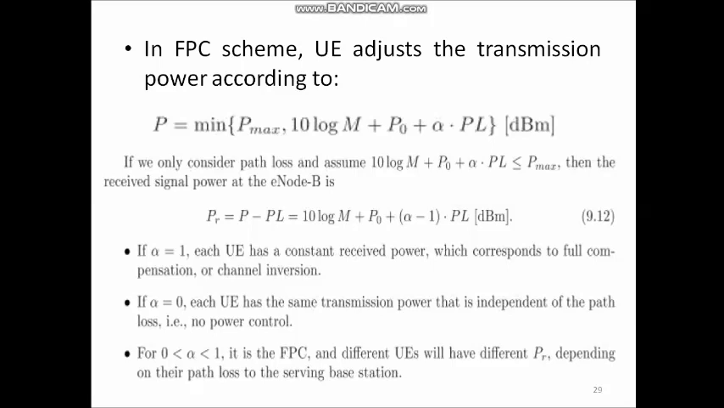That means we can see that reducing the value of alpha decreases the transmission power of the cell edge user equipments. Cell edge user equipments cause a high level of interference to neighboring cells. Therefore, by adjusting the path loss compensation factor alpha, we can reduce the inter-cell interference and we can improve the spectrum efficiency.